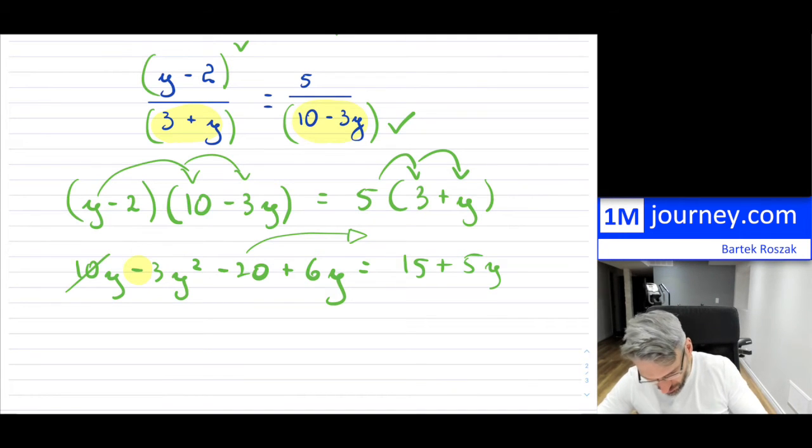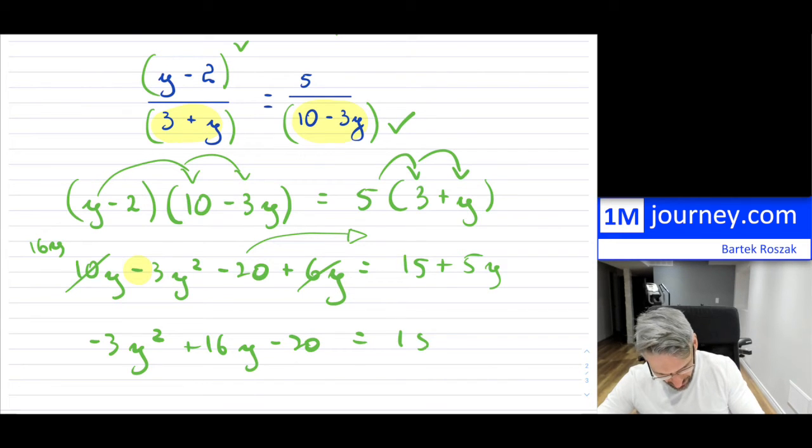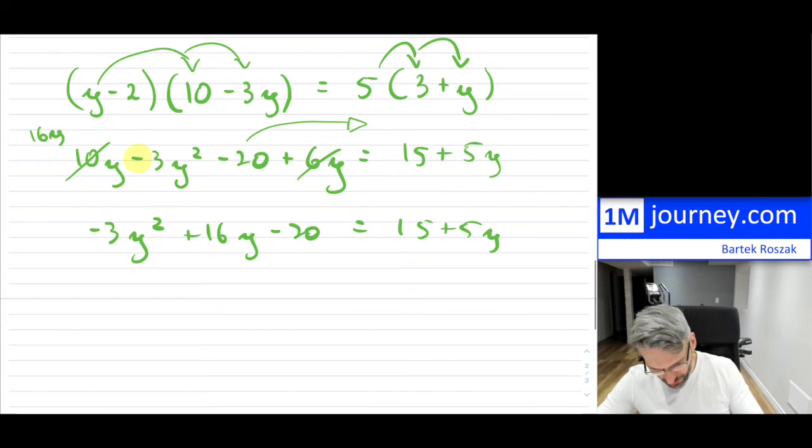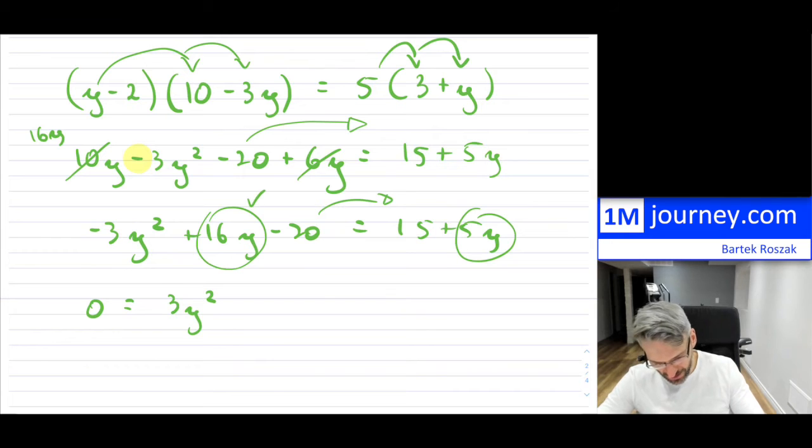Now also, 10y and 6y, so I guess that's going to be 16y. So what I really have in here is negative 3y squared plus 16y minus 20, and then 15 plus 5y. If I bring it over to the opposite side, I'm going to get 0 equals 3y squared. Okay, so this 16 and then 5y. Now 16 is going to be negative, so it's going to be negative 16 plus the 5, which is going to be negative 11y. So those are gone. Bring this negative 20 over, so it becomes positive 20, so 20 plus 15, which is 35.